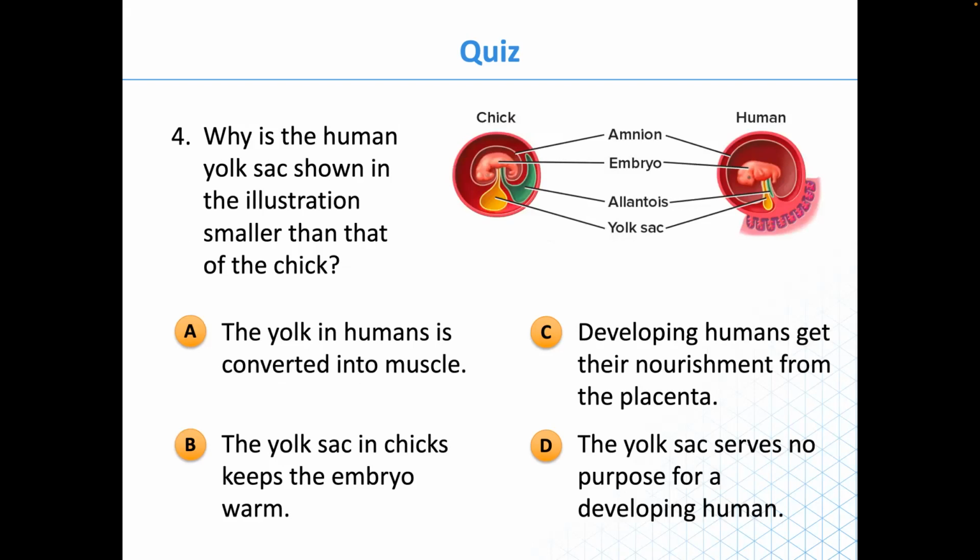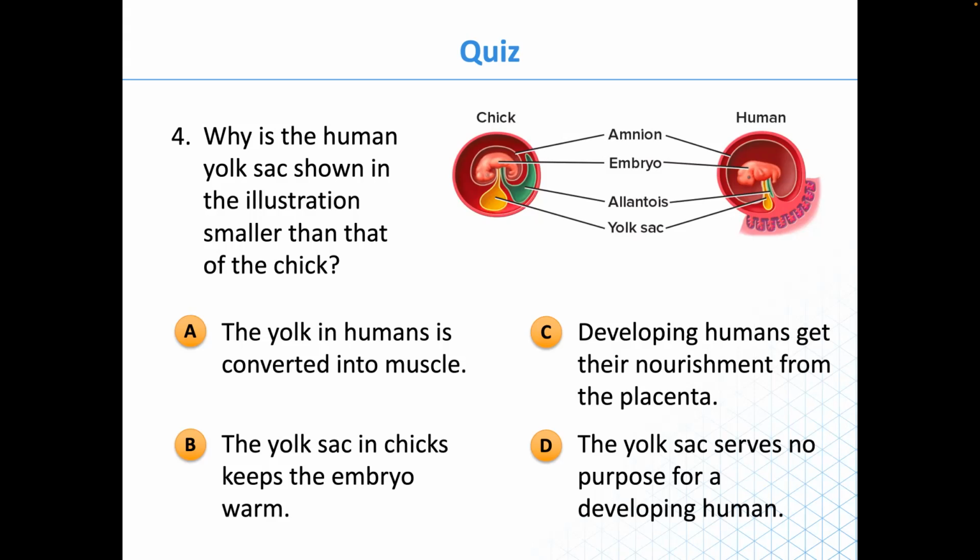Ahmed, sorry. Why is a human yolk sac shown in the illustration smaller than the chick's? Why does it look smaller? The yolk sac in humans is converted to muscle. The yolk sac in chicks keeps the embryo warm. Developing humans get the nourishment from the placenta, so they don't need much nutrient from the yolk, right? That makes sense. That is very correct.